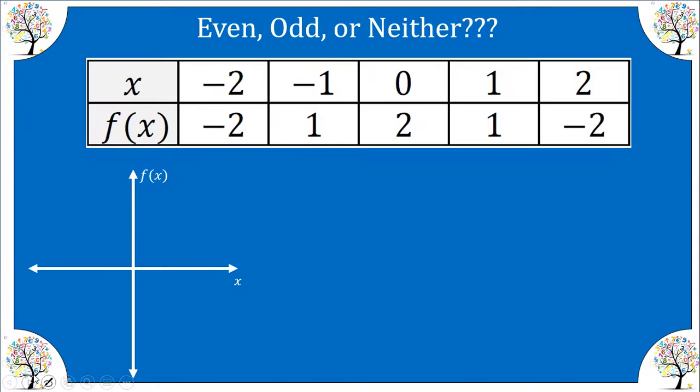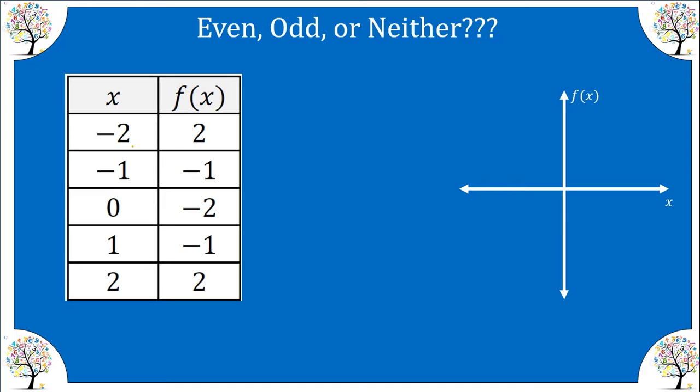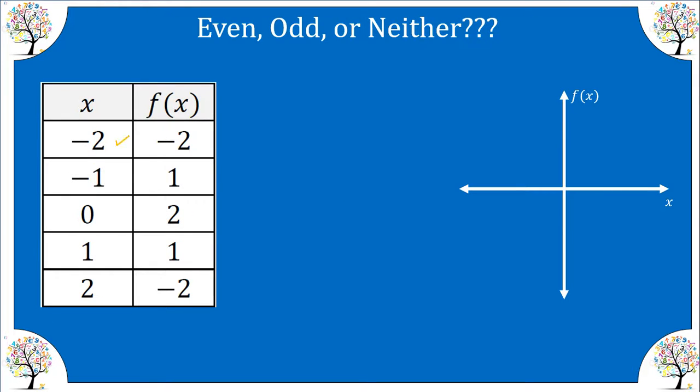And again, you could plot these points on a graph to see if it's symmetrical about the origin. Here we have -2 and +2. I get the same outcome. On my -1 and 1, I get the same. So this is even. It will be symmetric about the y-axis. Okay, here we have -2 and +2. I get the same outcome. We have -1 and 1. I get the same outcome. This is even. I have -2 and +2. I get the same. -1 and 1, I get the same output. So this is even.